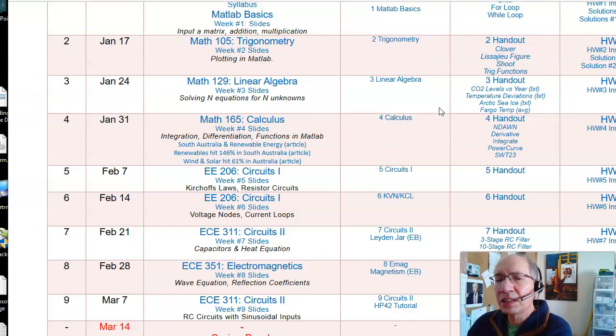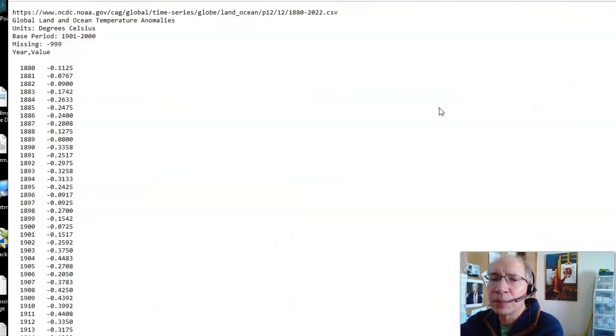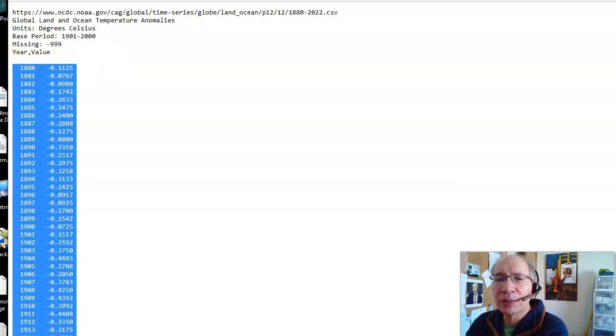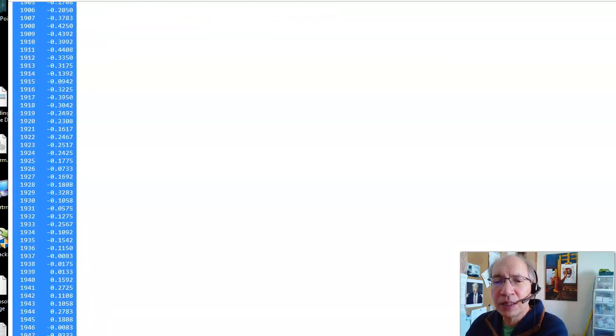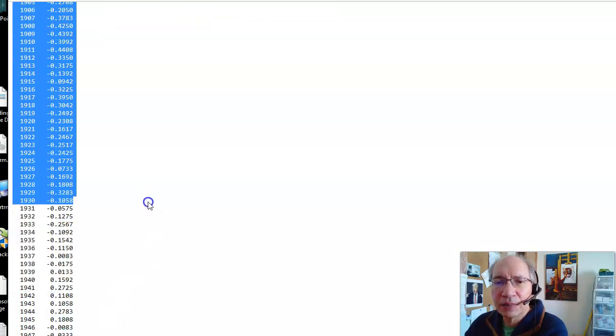In this case, rather than copying all the data, I just want to go 1880 to 1930. There's a couple ways of doing it. That's probably the simplest. So first column is year, second column is temperature deviation. So I'm going to left click, copy up to 1930. Copy and paste that into MATLAB.